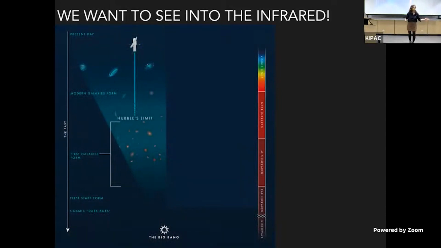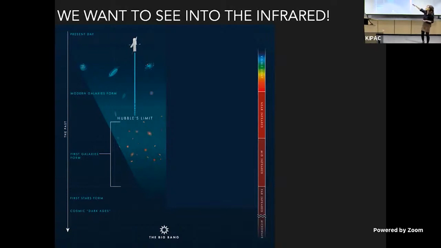So this is a schematic of the entire history of the universe in one image. We start down here with the Big Bang, and we go through the formation of the very first stars, the formation of the very first galaxies, and then those galaxies age and turn into the kinds of galaxies that we see in the local universe until we get all the way up to the present day. And because in order to see into the past, we have to look far away, and we have to look at redder and redder light, we can directly map this time axis onto wavelength.